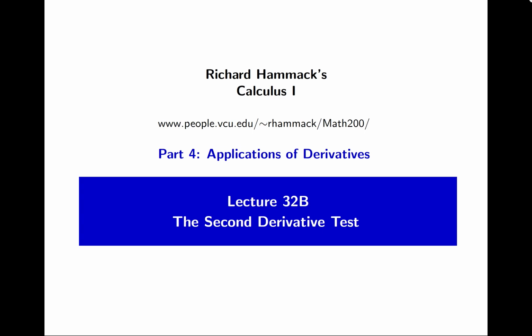In our previous lecture, lecture 32a, we talked about concavity and how the second derivative of a function tells you its concavity. Today in lecture 32b, we're going to put that to use in what's called the second derivative test. It's an alternative to the first derivative test for finding local extrema, but whereas the first derivative test uses the first derivative, the second derivative test will employ the second derivative.